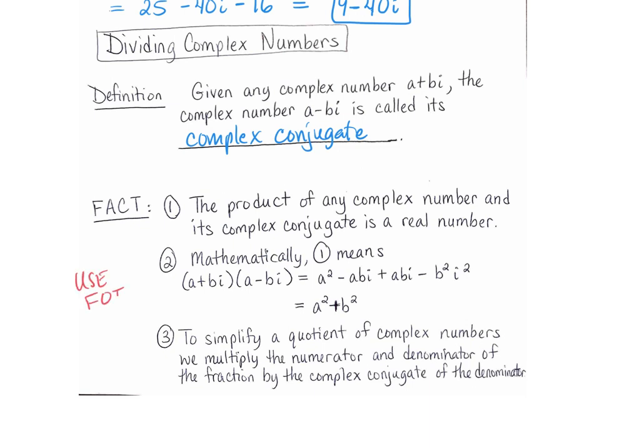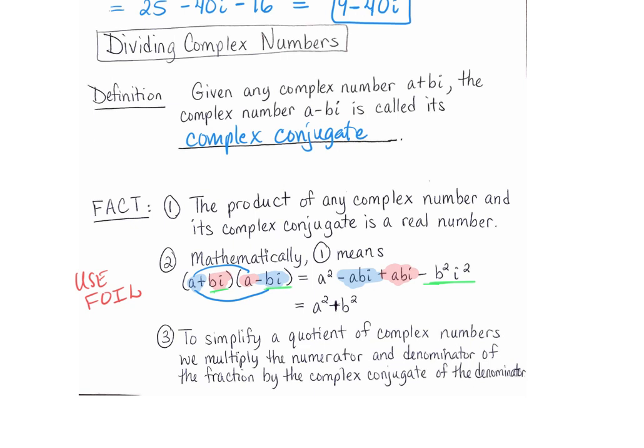So first, outside, inside, and last. You get a times a is a squared. Then you have a times a negative bi. When you multiply this times this, we get the minus abi. Then when you multiply your inside, you have bi times a. That gives you the abi. And then you multiply your last. Multiplying your last gives you this minus b squared times i squared.